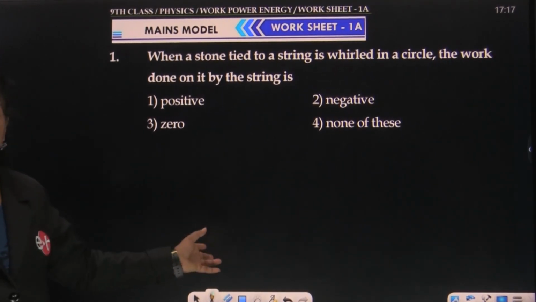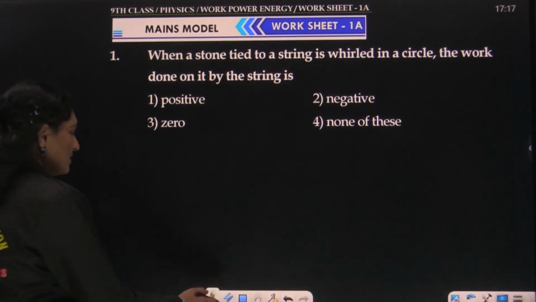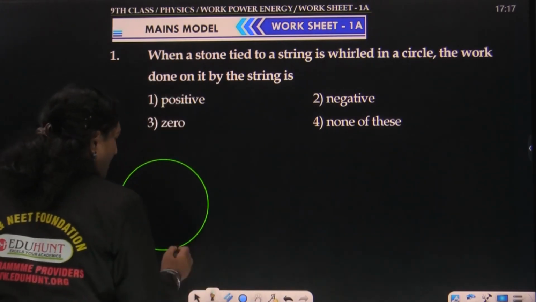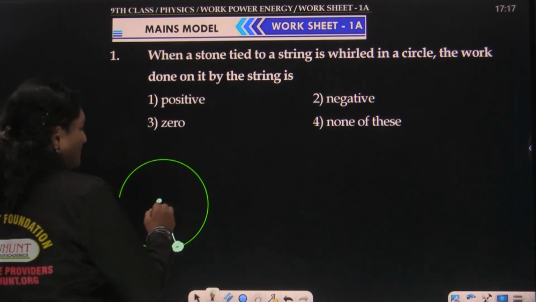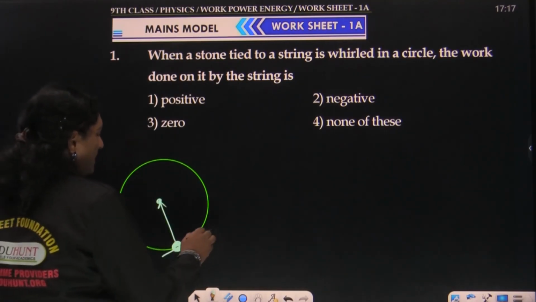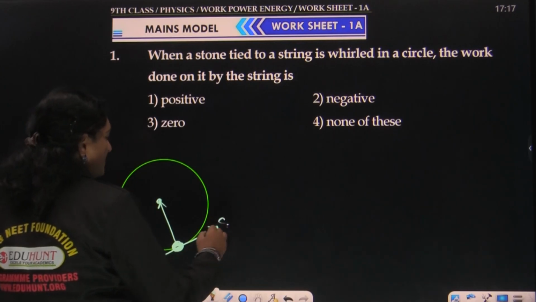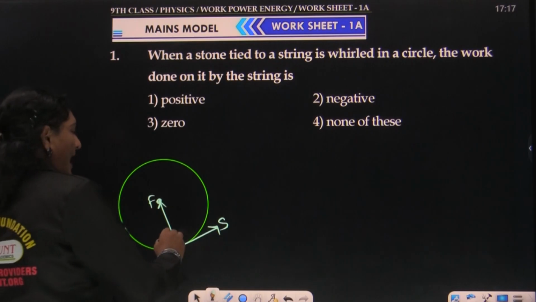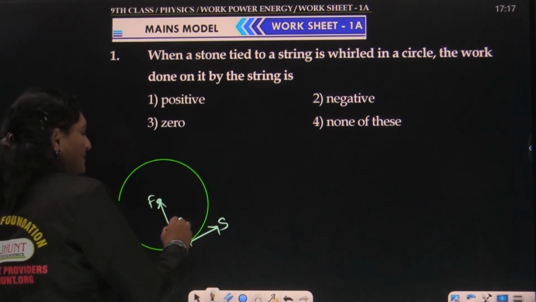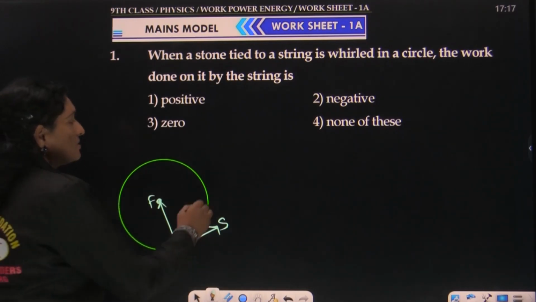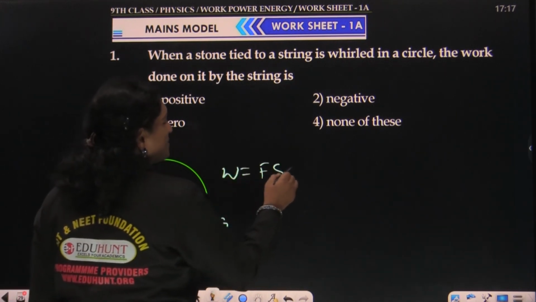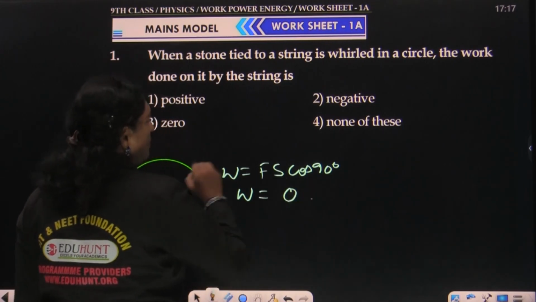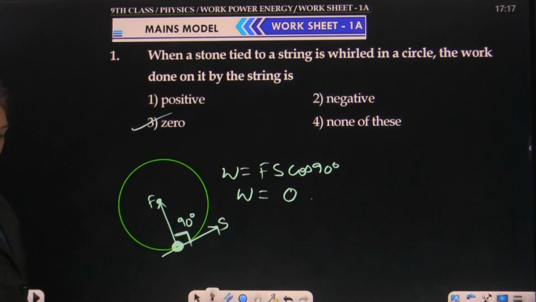We have already discussed this in the concept, children. Whenever a stone tied to a string is whirled, the centripetal force must be acting towards the center and the direction of the displacement of the stone will be along the tangent drawn to the circle. So the angle between the force vector and displacement vector is 90 degrees. So in this case, the work done is equal to Fs cos 90 degrees. Since cos 90 is 0, the work done is also 0.